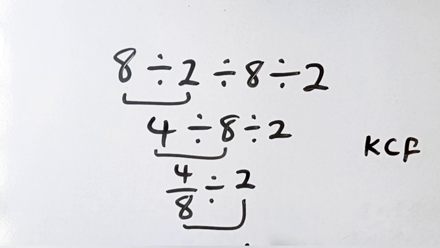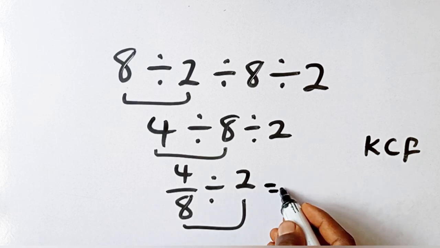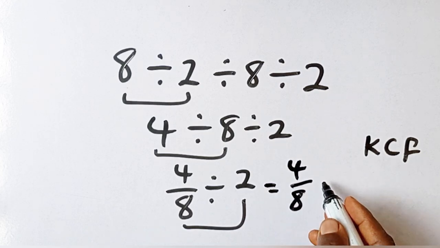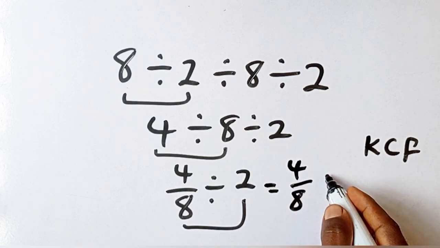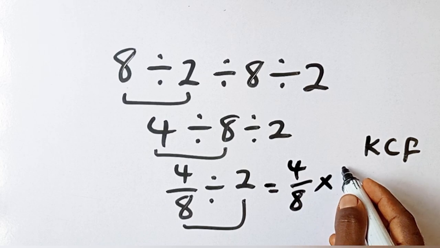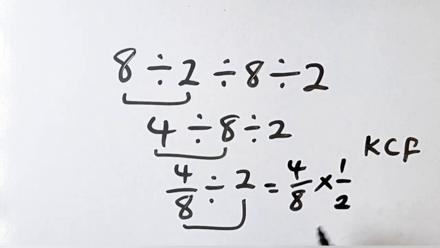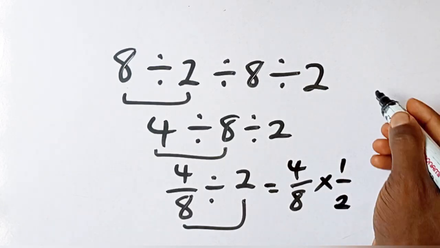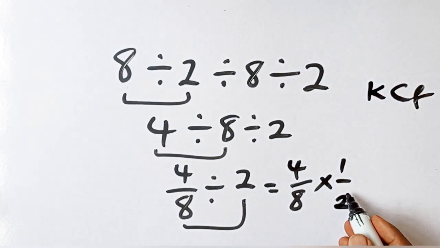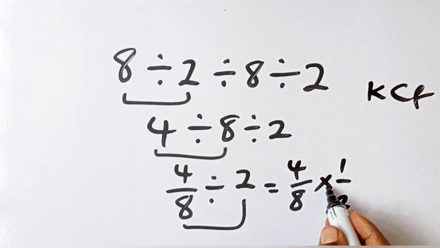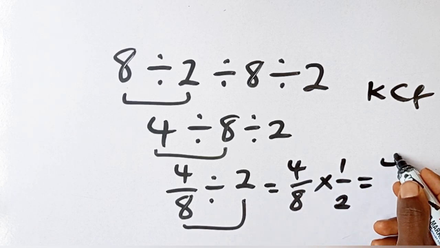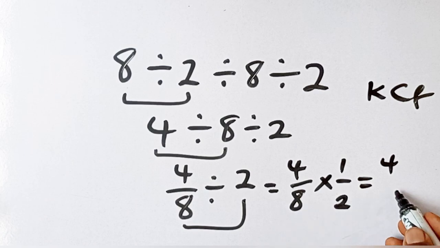So if we apply that rule here, we are going to keep 4 over 8. Here will now be multiplication, then 1 over 2. Alright? So we have 4 over 8 times 1 over 2. Now 4 times 1, this is going to give us 4. 8 times 2, this is going to give us 16.